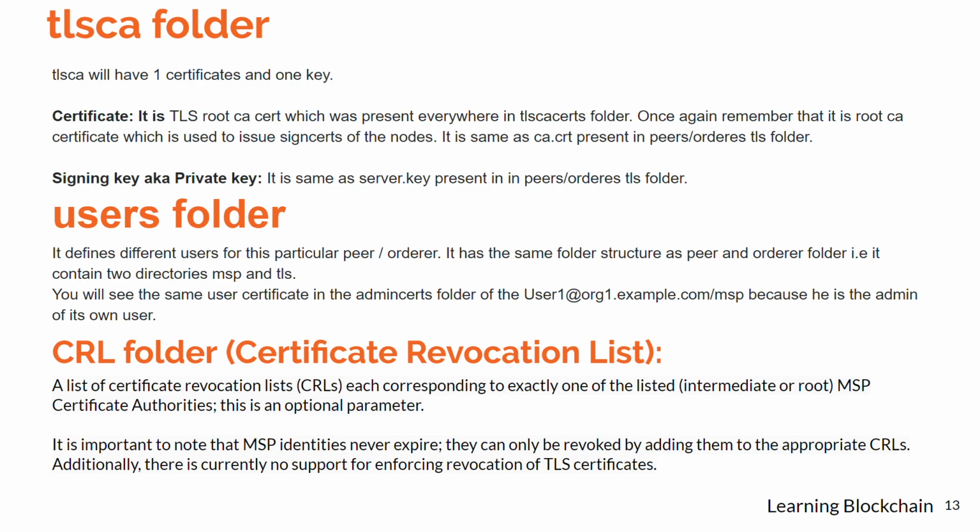The next point is the certificate revocation list. As I have told, it is important to note that MSP identities never expire. They can only be revoked by adding them to the appropriate CRLs. Additionally, there is currently no support for enforcing revocation of TLS certificates. So right now there is no support for revoking the TLS certificate, but non-TLS certificates you can definitely put in the certificate revocation list. But as we know Hyperledger Fabric version 2.0 is already established and present inside the latest tag, and we hope that in future versions revocation of TLS certificates will also be enabled.